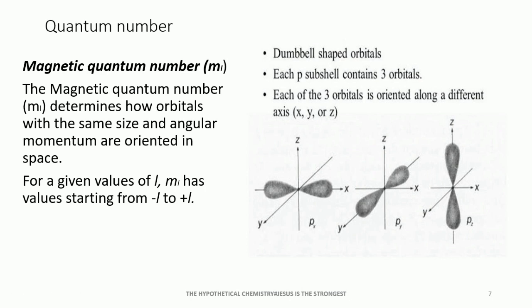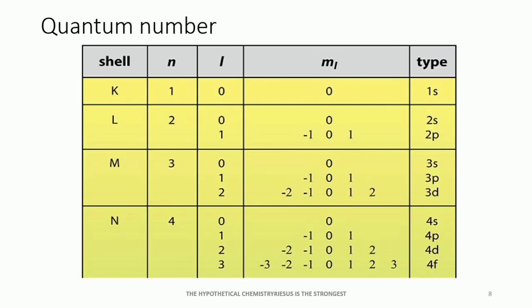So that is why we are saying that the magnetic quantum number determines how orbitals with the same size and angular momentum quantum number are oriented in space. Okay, this table will enable us to summarize the relation between the principal quantum number, the angular momentum quantum number or the azimuthal quantum number, and the magnetic quantum number.